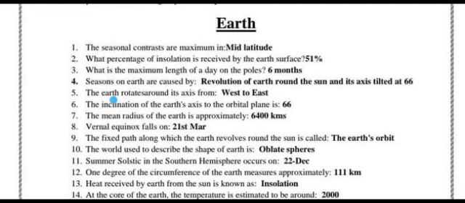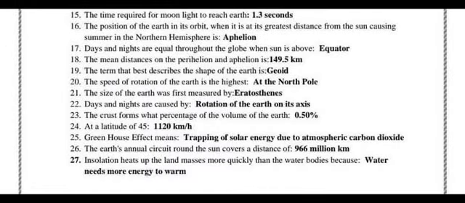At the core of the Earth, the temperature is estimated to be around 2000. The time required for moonlight to reach Earth is 1.3 seconds. The position of the Earth in its orbit when it is at greatest distance from the Sun, causing summer in the northern hemisphere, is aphelion.